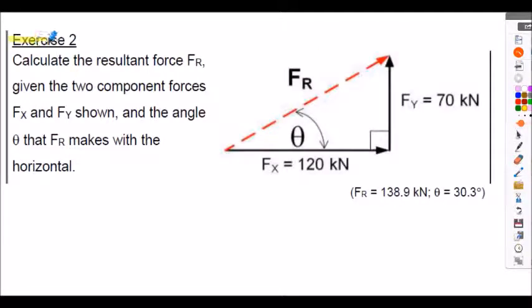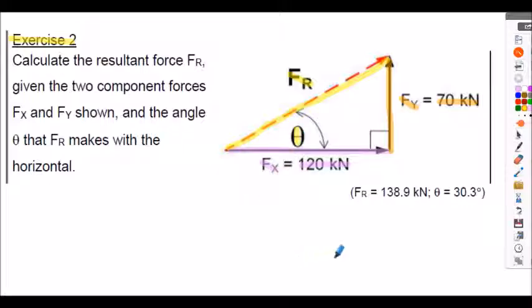Exercise 2 is very similar to example 2. In this case, we're given two components of a right angled triangle. We've got the Fx component of 120 kilonewtons, drawn here. And we've got the Fy, the vertical component of 70 kilonewtons, shown here. In this case, we've got to find the resultant force labelled Fr, so we need to know the magnitude, that's the length of the line, and also the angle theta.